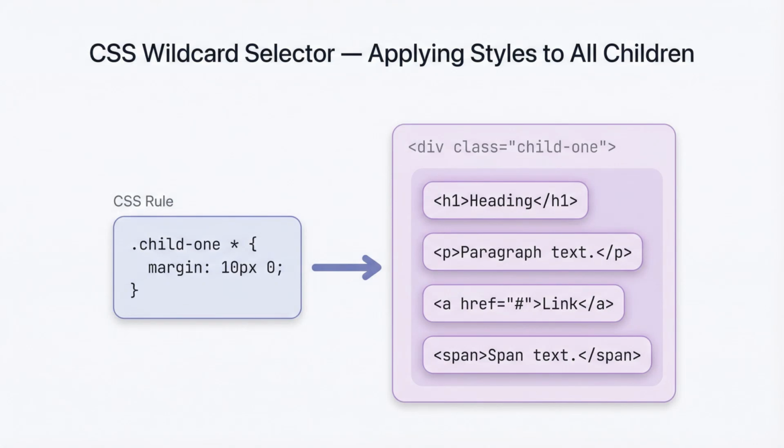Here's a useful CSS trick, the asterisk wildcard selector. Writing .child1 * targets every single element inside child1, regardless of tag type. So instead of giving a margin class to each h1, p, and anchor tag individually, one rule handles them all. This is efficient, but use it carefully. If you later add a font size rule with asterisk, it will apply to every nested element, which may not always be what you want.